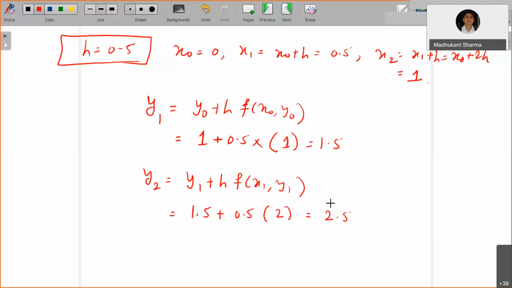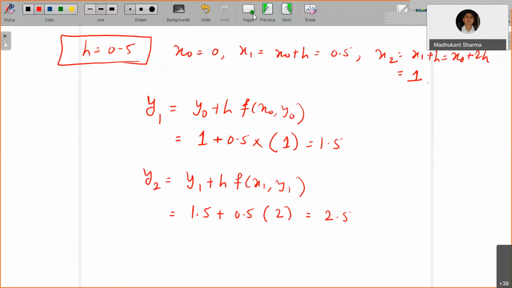So now it is improved compared to the previous one. You have taken only half of the previous step size so far. Okay, right. So it is 2.5, which is closer than the previous one.